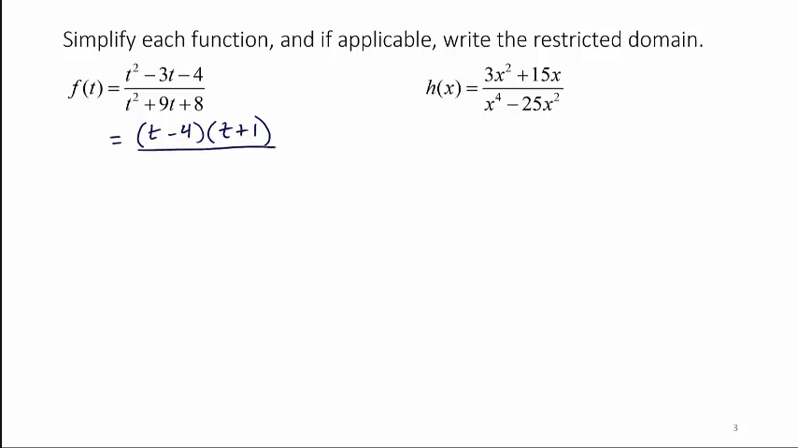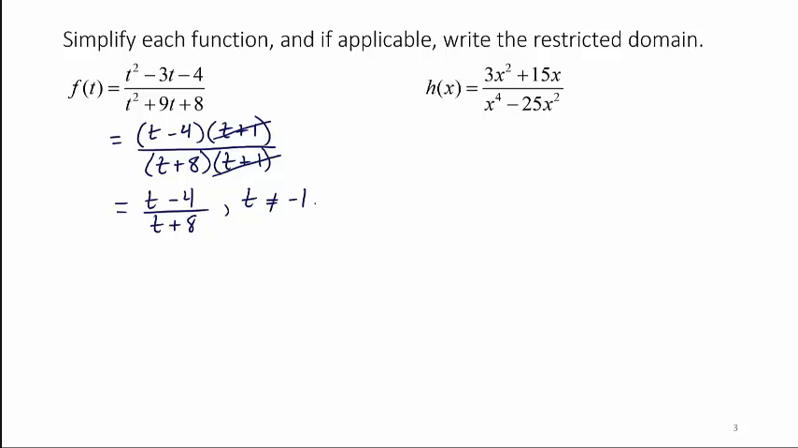Okay, so, and in the denominator, factors of 8 that add to 9, well, 8 and 1, right? So I'm going to have t plus 8 times t plus 1. Okay, all right. Now I can cancel that factor of t plus 1 out. And when I do that, remember what I said, it's just a little hole in the graph at t equal negative 1. So you're thinking about the value of t that makes that factor of t plus 1 zero, and it's negative 1, right? So t can't be negative 1.